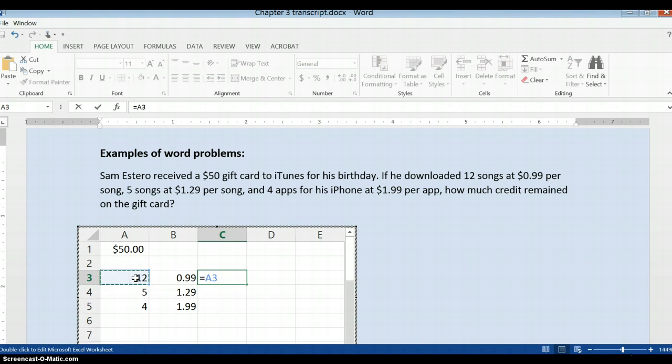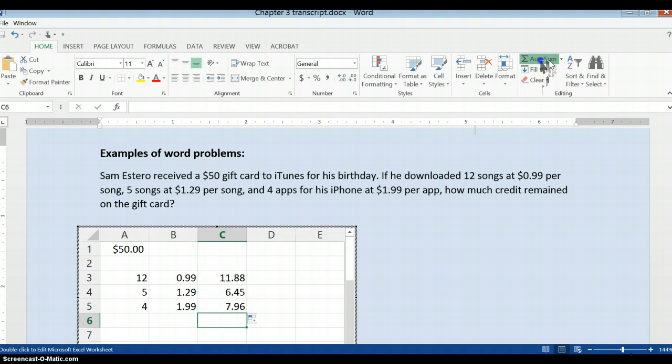Equals 12 times 0.99, and I'm pointing to it so that I can fill down, save myself some time, and then I'm going to do an auto sum here and enter. So he has $26.29 that he spent. So equals his gift card amount minus the $26.29 and enter. And so your answer would be that he has $23.71 left on the gift card.